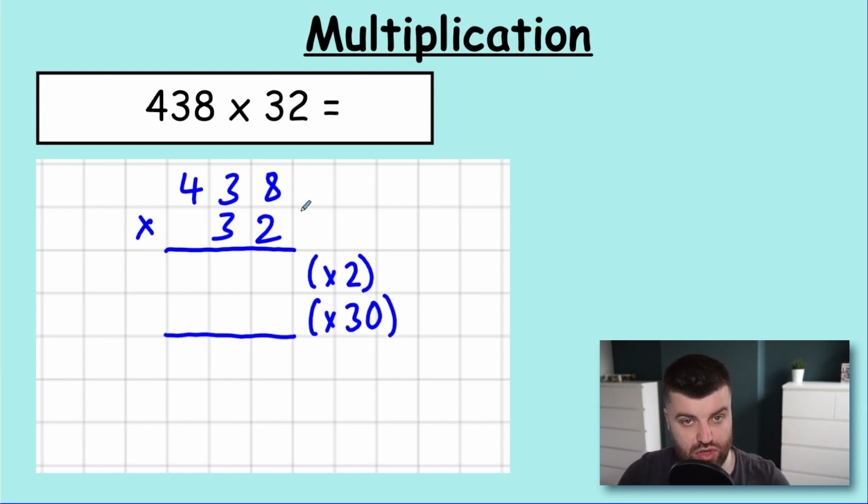So firstly, let's do the 2 lots. 2 times 8 is 16. 2 times 3 is 6, plus the 1 is 7. 2 times 4 is 8. So that's 2 lots of 438.